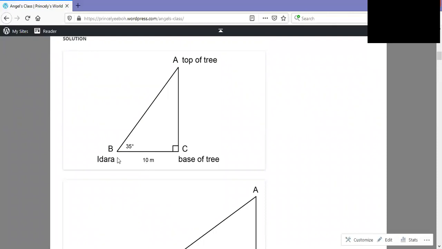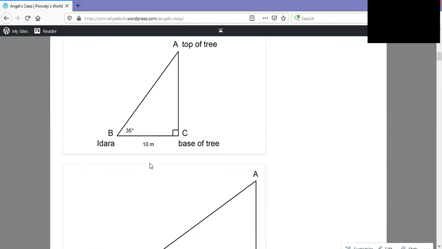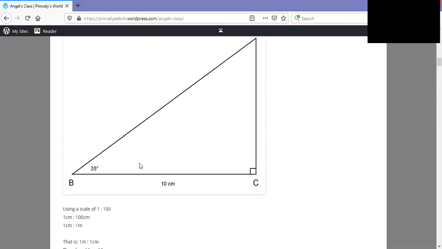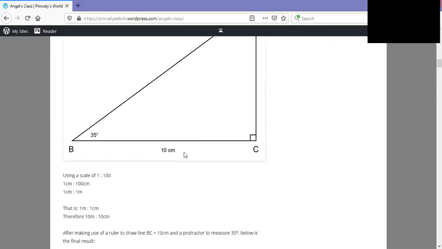How do you do that? I take the scale of 1 meter is equal to 1 centimeter. So if 1 meter is equal to 1 centimeter, therefore 10 meters will also be equal to 10 centimeters. So that's why, look here, this is a 10 centimeter base that's changed from the 10 meters. So this is what you will use to draw on the paper.